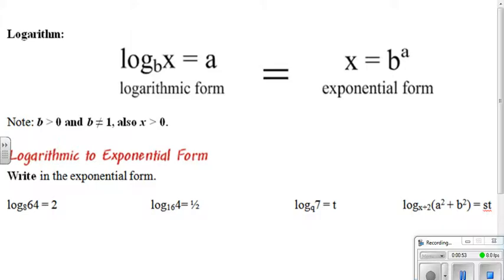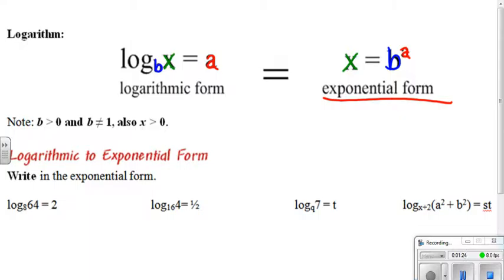So a logarithm is just another way to write an equation that's essentially an exponential. If we have x equals b to the power of a, this is our exponential form. We can rewrite it, and the exact same numbers are going to make log base b of x equals a. And that's how you would say it: log base b of x equals a.